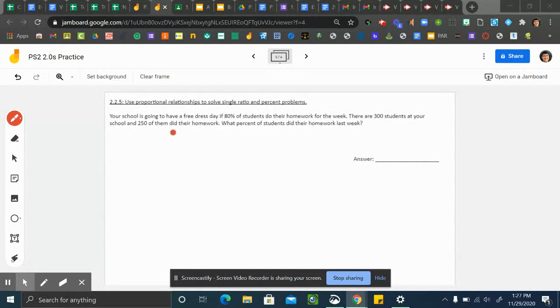So this 80% is kind of a distractor because we're already told a percent, right? But that's the threshold of meeting the free dress day requirement. So to get a free dress day, you need to get 80%. So let's find out, do we get to 80%? And if so, what percentage is it actually?